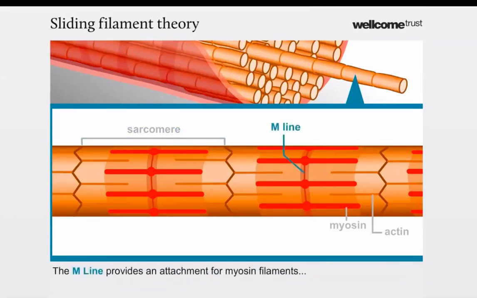The M-line provides an attachment for myosin filaments. The Z-line provides an attachment for myosin filaments.